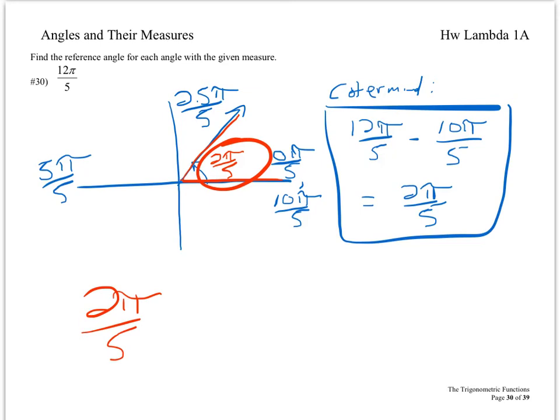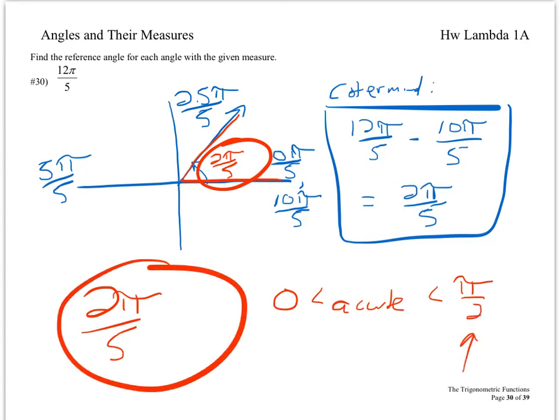It's formed by the terminal side and the x-axis. The reason that we know it's acute for a radian measure is that acute in radians is bigger than 0 radians, and it's less than pi over 2. Pi over 2 is the same thing as 90 degrees.